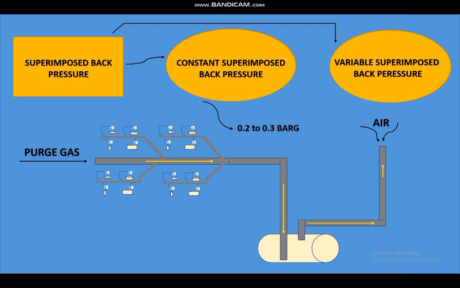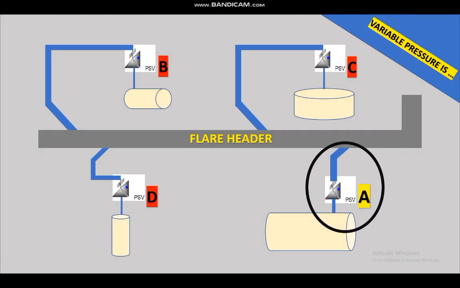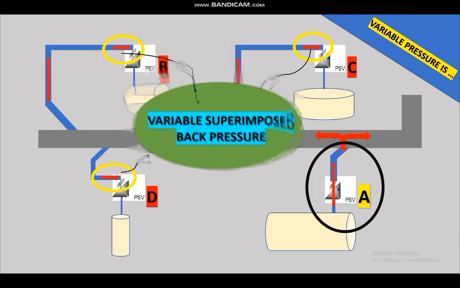As we talked about earlier, superimposed back pressure is of two types. Where does variable superimposed back pressure come from? Let's consider that due to the overpressure, PSV A is activated and is in its relieving condition. As PSV A relieves fluid into the subheader, the pressure at the subheader that other PSVs such as B, C, and D are experiencing is constantly changing with time due to the fluctuation in the relief condition of PSV A. And this is what we call variable superimposed back pressure.